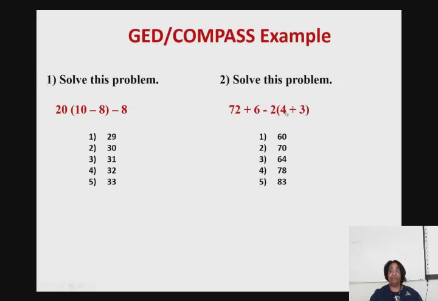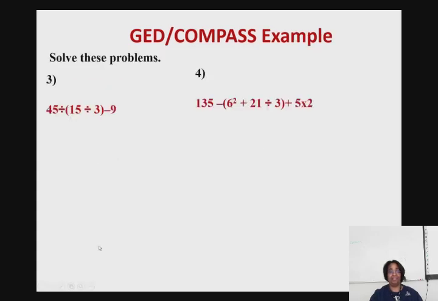You had to do 4 plus 3 is 7. Then you multiply that by 2, 7 times 2 is 14. So 72 plus 6 is 78, minus 14 is 64. Okay, let's try another one. Another set. Now this one has more parentheses. Tell me what the right answer is for number 3.